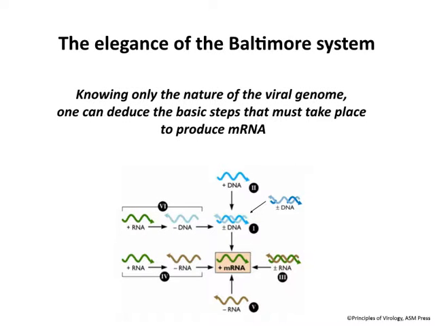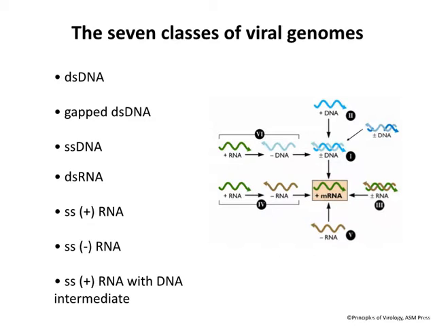So again, the Baltimore scheme is really elegant because if I give you a genome configuration, and there are only 7, I can give you any one of those, and you can, if you think of the Baltimore scheme, put mRNA in the middle, and remember a few rules, like only double-stranded DNA can be made into mRNA, double-stranded RNA can't be translated. Remember a few rules. You'll be able to sort out all of these pathways. So this is a great scheme for figuring out how viruses replicate. So those are the 7 classes of viral genomes. We've gone over them, but let's go through again.